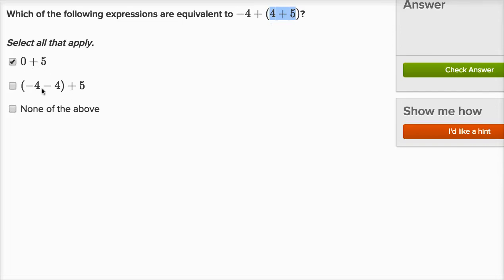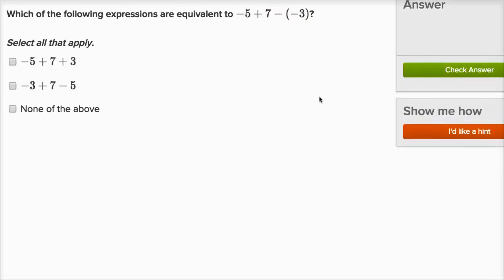Now this is negative 4 minus 4, which would be negative 8. And then plus 5 would be negative 3. So that's not equivalent. In order to be equivalent, this should evaluate out to be 5. So I'm not going to select that. And I'm not going to select none of the above because I already found a choice that I like.